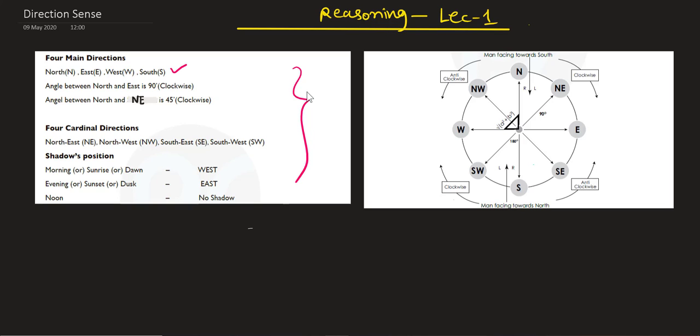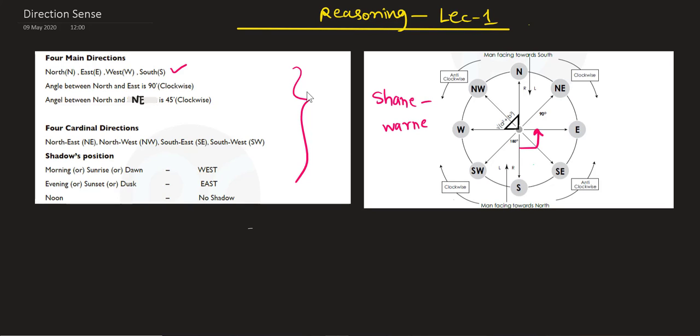So there are 4 main directions: north, east, west and south. You look at the picture on the right hand side: north, east, south and west. These are the 4 directions. And the trick to remember these directions in order is the famous Australian cricketer Shane Warne. If you pronounce this name, you will be finding the 4 directions. If you start from this S, so this is Shane Warne, and go in the anti-clockwise direction, you will be finding these 4 directions.